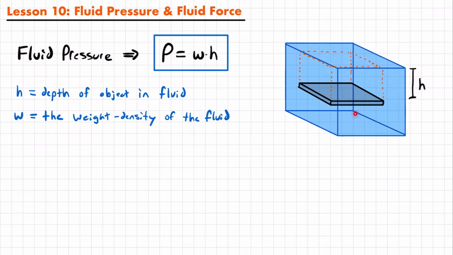And so I have a picture over here of a surface that has been submerged horizontally in a body of water. And so the depth that that surface has been submerged to is H, the depth of the object in the fluid. Now for the weight density of the fluid, that is going to depend on what type of fluid we are working with and what measurement system we are working with as well.